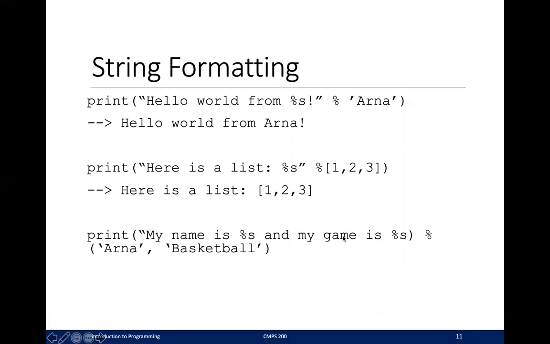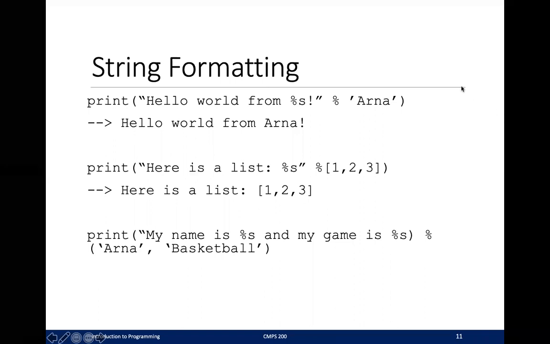Here's another example. So print, my name is percentage S and my game is percentage S, and then I'm saying percentage, and then I give it a tuple with 2 strings, Arna and basket. Who can tell me what it's going to print? So this statement. Any thoughts? Yes.